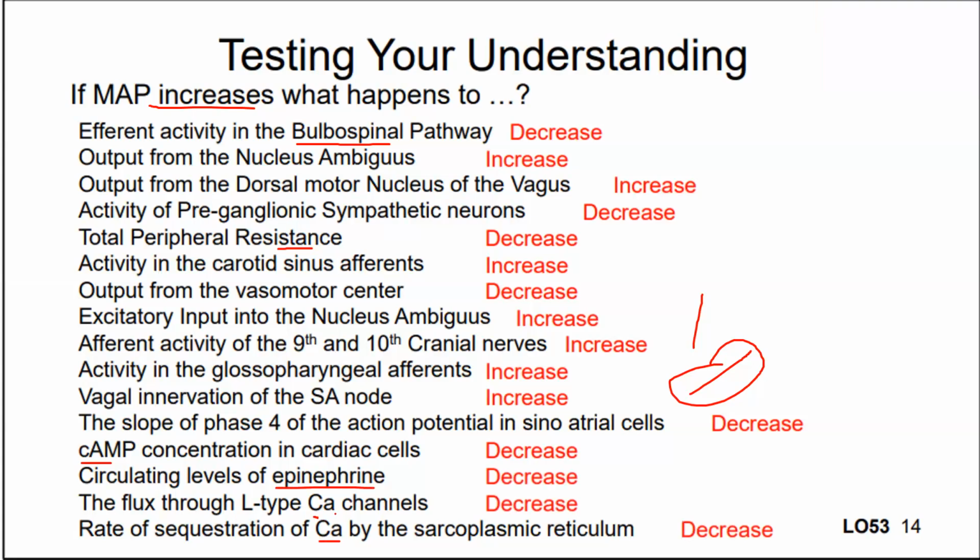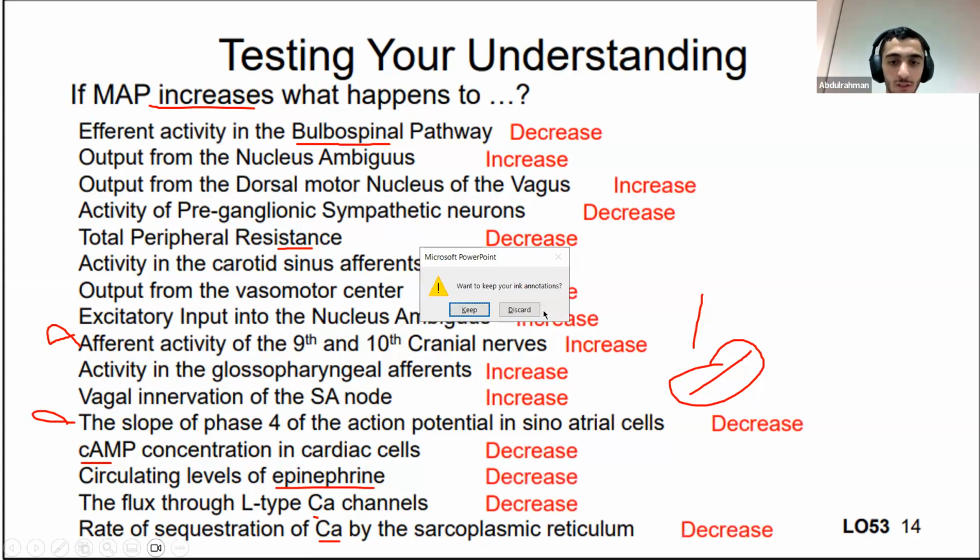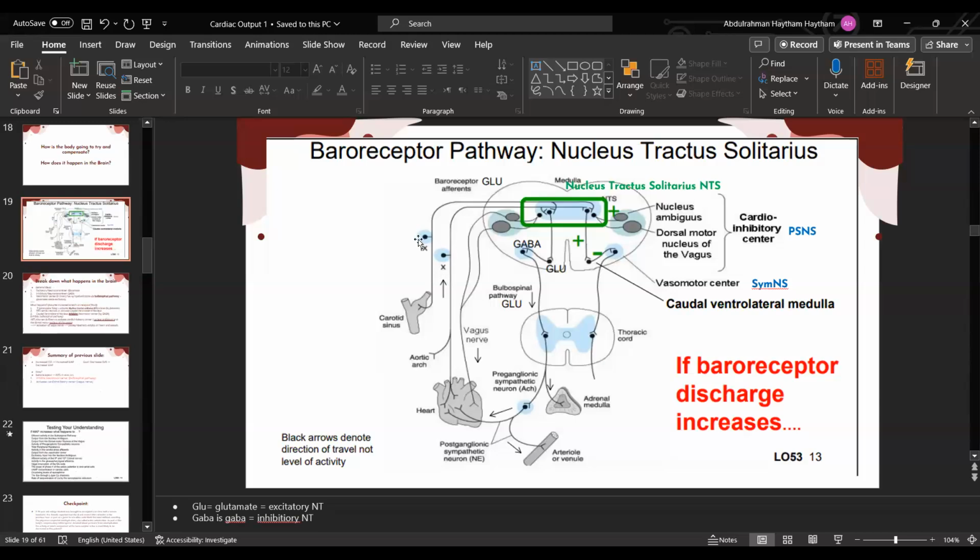I have a question. Yes. Why does the activity of the 9th and 10th cranial nerves increase? Regarding the slope, I'll explain it in a second. Because 9 and 10 carry the baroreceptor signals. Since the baroreceptors are firing more, they send it through cranial nerves 9 and 10. They will continue firing until the BP is down, until we lower the blood pressure and correct it.